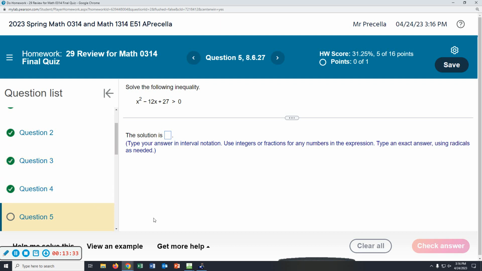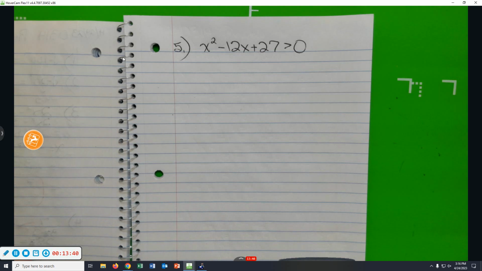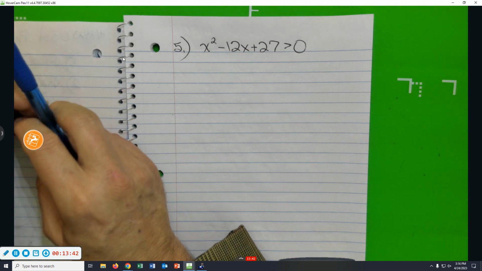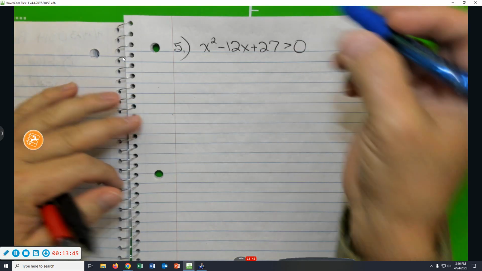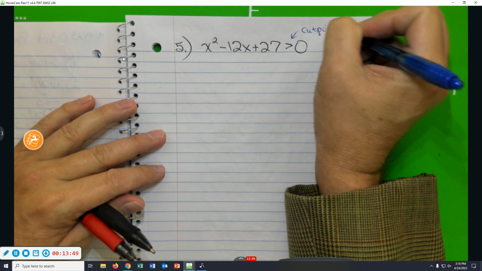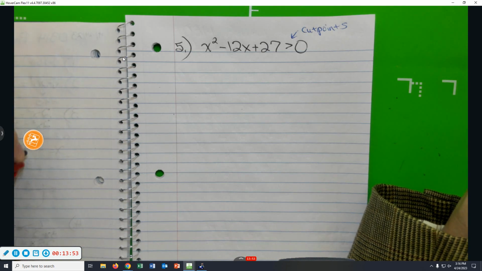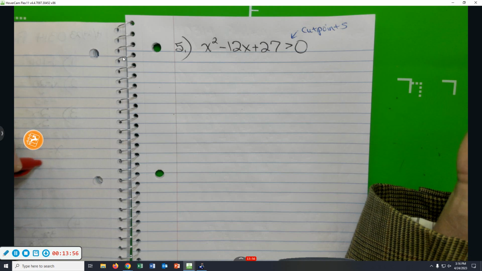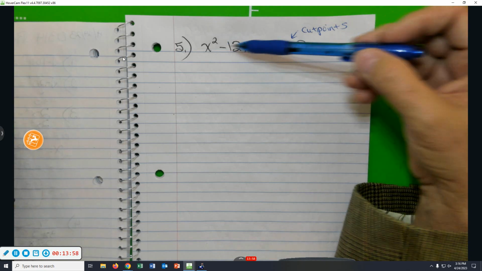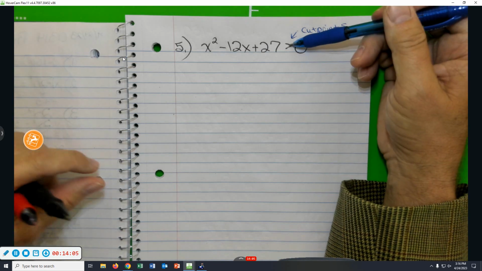Okay, so let's switch. Okay, the first thing we do, we see that inequality that says we're going to be using cut points. We had 2 types of cut points, solution cut points and denominator cut points. There's no denominators here, so we're not going to have any denominator cut points, but to find the solution cut points, we set the thing equal.